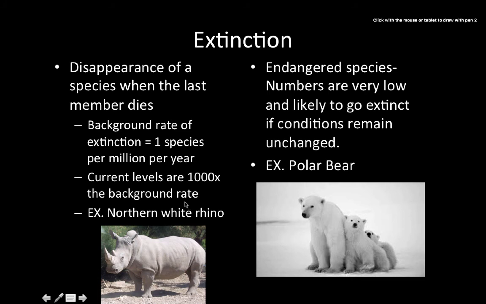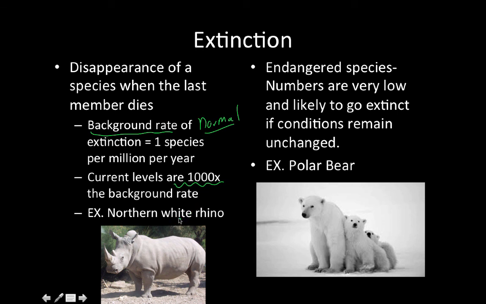It's important to note that humans are going to lead to a 1,000 time increase in the normal rate of extinction. So there is a normal rate. We call this the background rate. So I just refer to that as the normal rate of extinction. About 1 species per million years. That's our background rate. Current levels are 1,000 times the background rate.